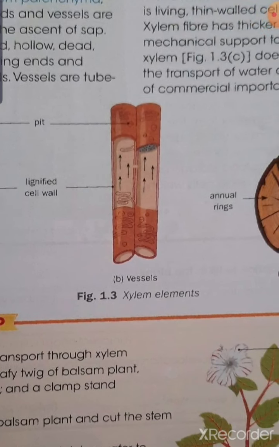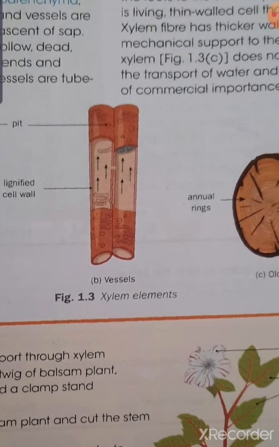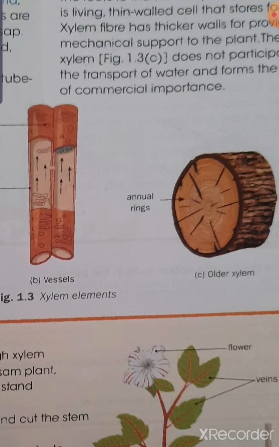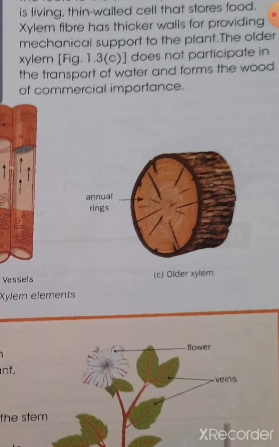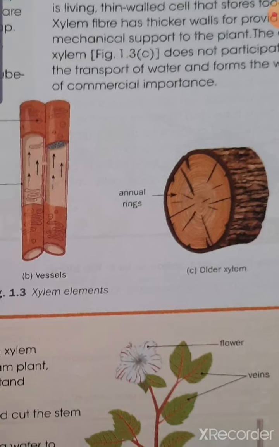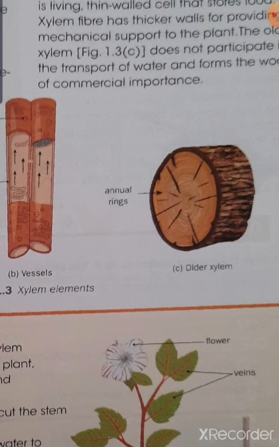Now next is the vessel, a tube like structure. Vessels are tube like structures, as you can see from the diagram. They are placed end to end. They form a system of pipelines, because the structure is pipeline type. They form a system of pipelines that connects the root with the shoot. That means the vessels help in the connection between the root and the shoot system.